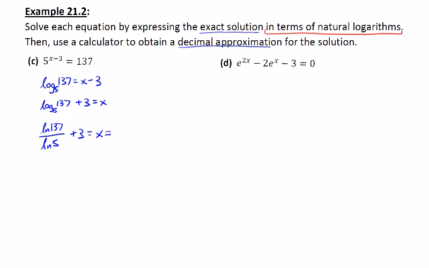And as far as the decimal approximation is concerned, you should get approximately 6.057. And there's our solution for part C.